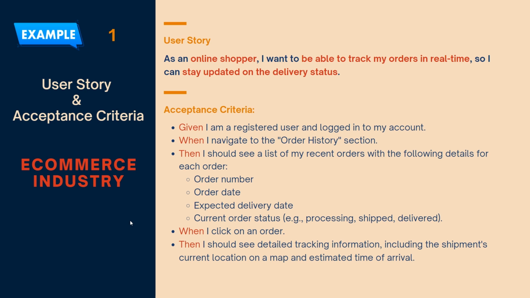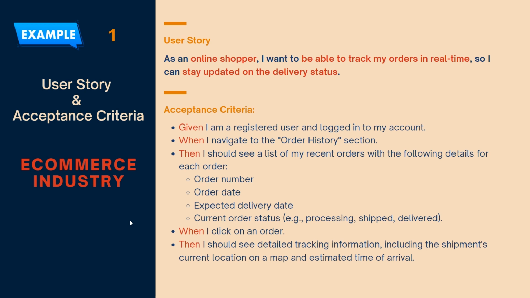So what is the feature the online shopper is talking about? Online order tracking, so I can stay updated on the delivery status. So he knows when his order will be delivered. So that is the user story. Now developers have to work on it. But what work are developers doing, and how will developers understand whether my task is completed or not? To clarify that point, we are also writing acceptance criteria.